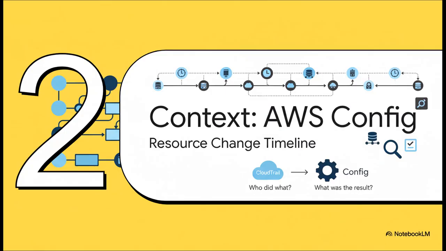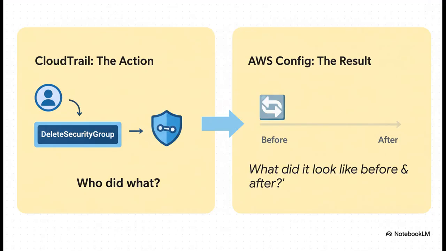Okay, let's move to our next component and see how it builds on top of CloudTrail. We're talking about AWS Config now. So if CloudTrail answers who did what, then Config answers an equally important question. Okay, but what was the result of that action? And this comparison just highlights the core difference perfectly.